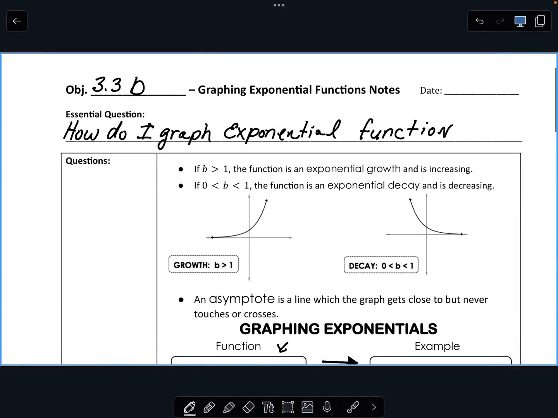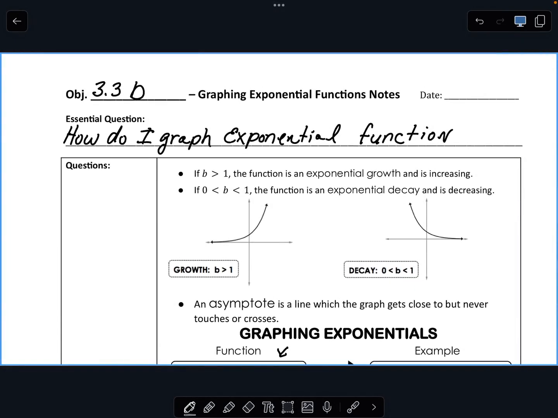So in this video, I'm going to cover 3.3D, graphing exponential functions. And I'm going to answer the essential question, how do I graph exponential functions?